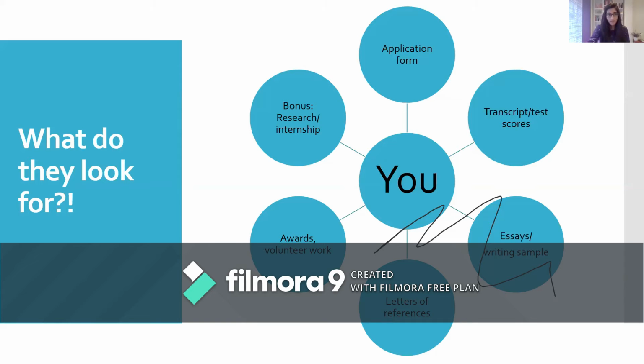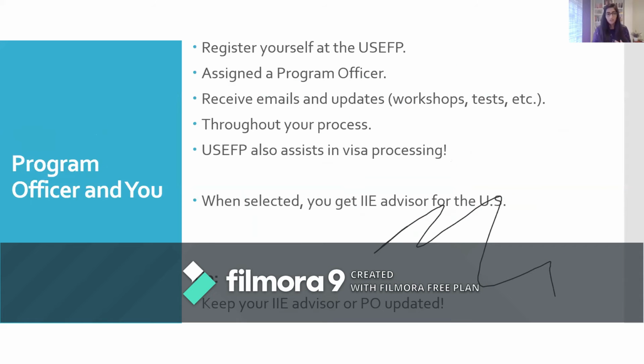All right, so like I said, you have to have a program officer. They give you all the information. So if you sign up with them, you get emails from USCFP about if there are workshops going on. So those workshops are free. You can also go ahead and do the tests, which are English language tests, and it's not along with the application, but they do that as well. So USCFP also help you with the visa processing for this Fulbright scholarship.